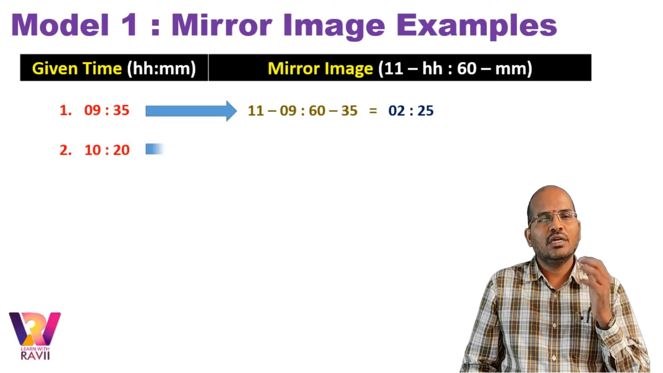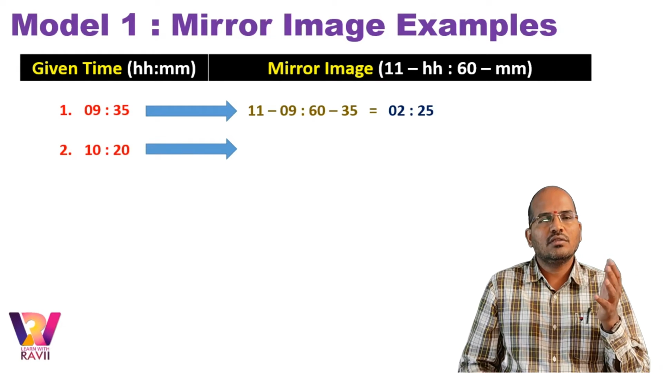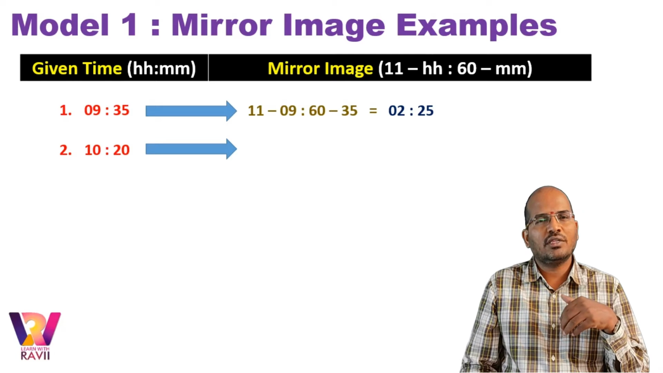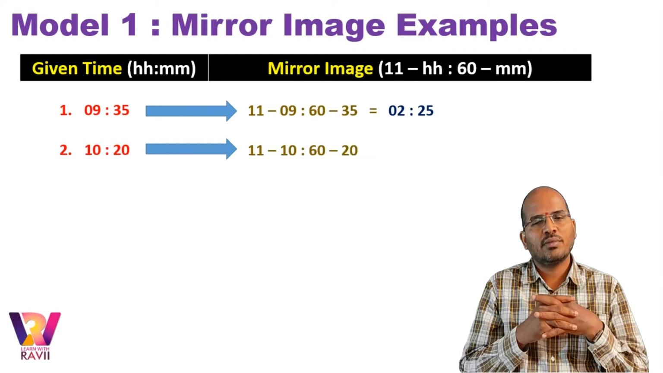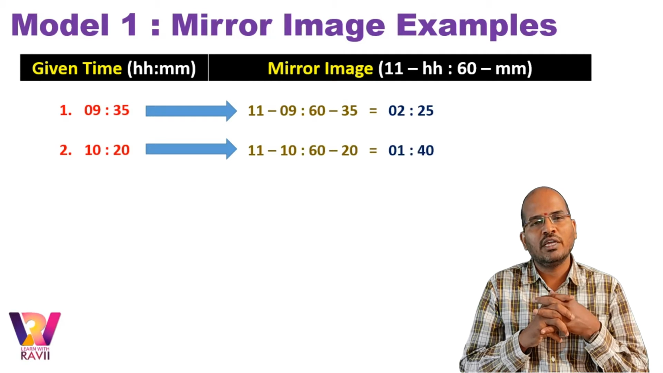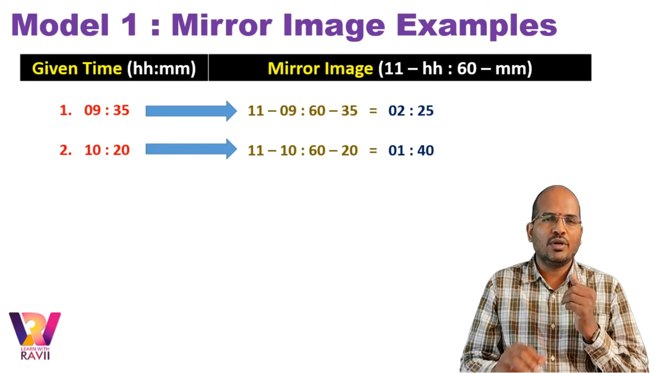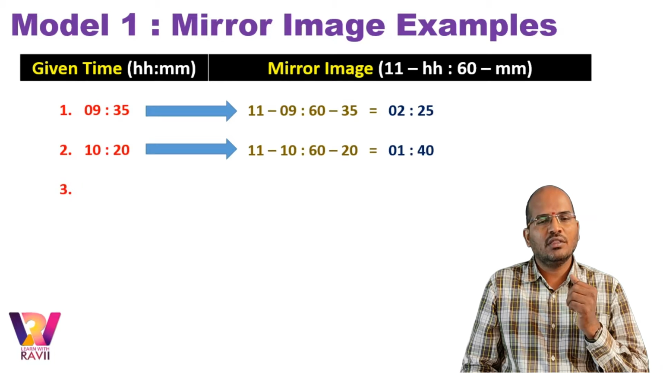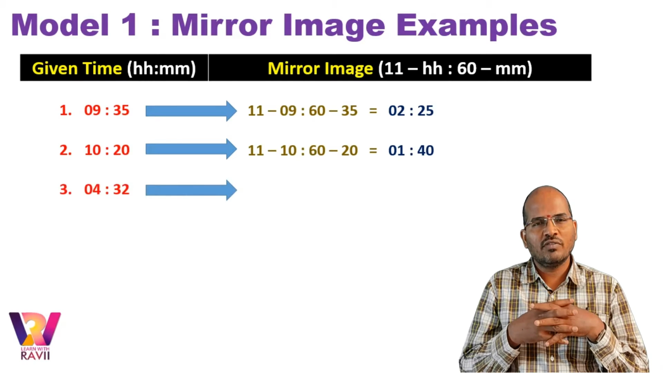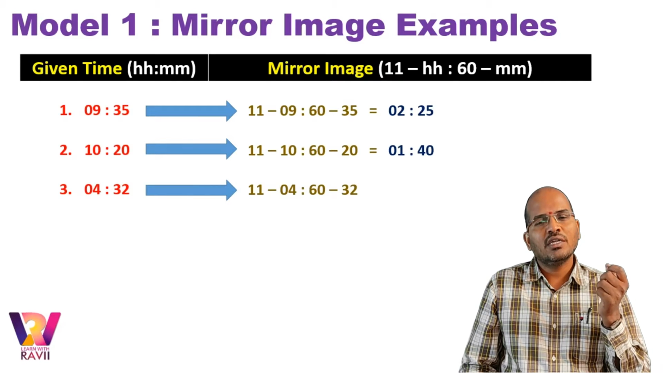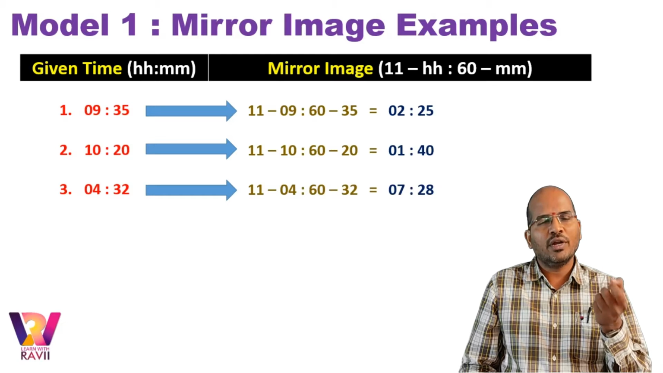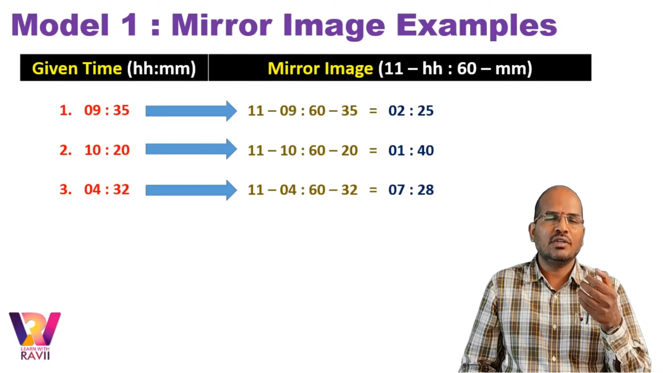Example 2 says 10:20. So the answer would be 11 minus 10, 60 minus 20. It is as simple as that, isn't it? So 11 minus 10 is 1, 60 minus 20 is 40. So 1:40 is the mirror image of 10:20. Similarly, example 3, the given time is 4:32. So 11 minus 4 and 60 minus 32 would result in 7 hours 28 minutes.